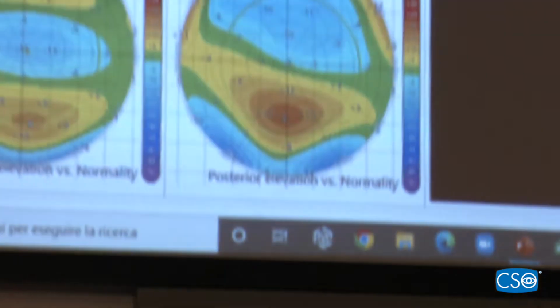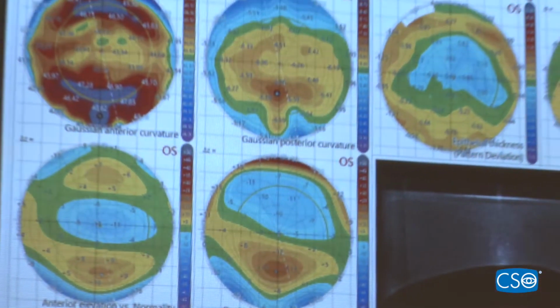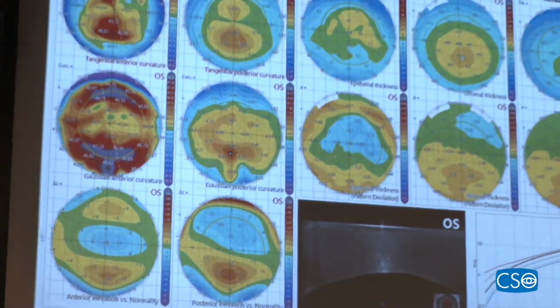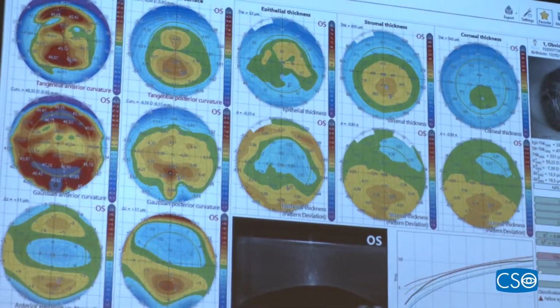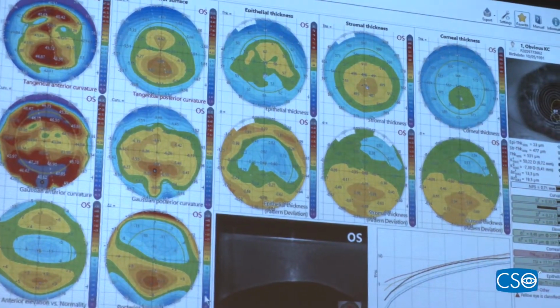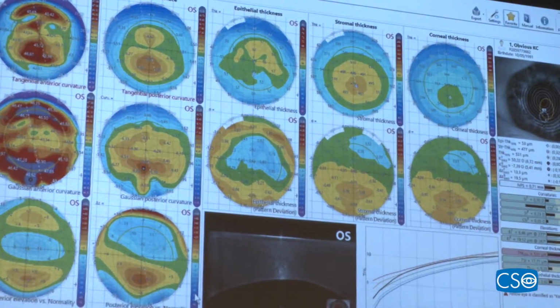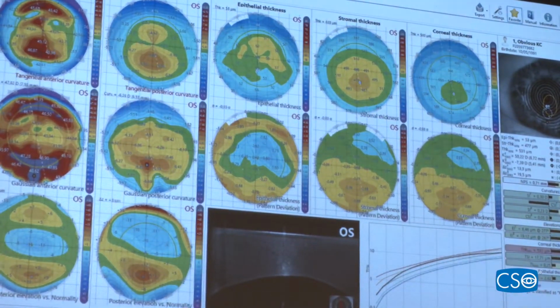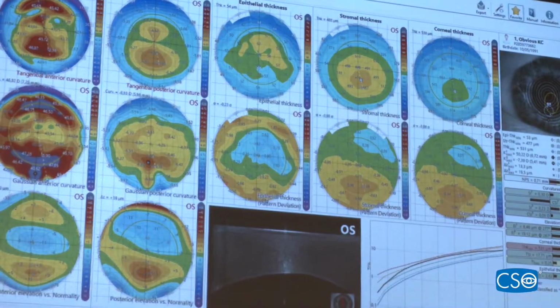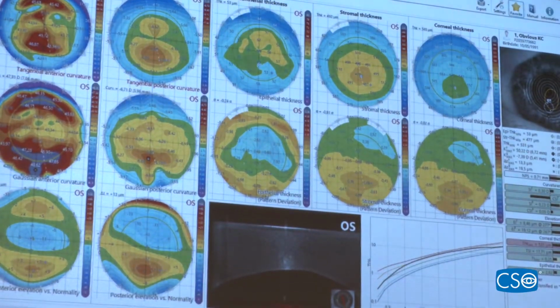So I start here, and then I go directly to the keratoconus screening. And the first thing I look at is these 2 maps down here. Now I'm seeing anterior and posterior elevation, and they're pretty much in the same place. It's looking a little bit suspicious, especially the posterior.